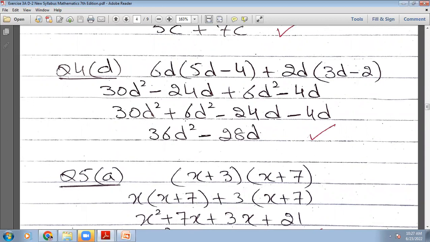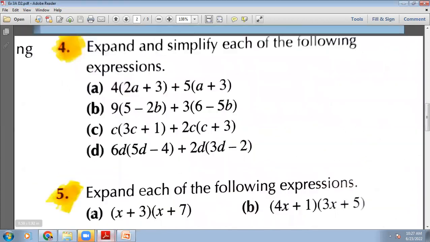Now you will have 30D squared plus 6D squared minus 24D minus 4D. We arrange them, and you will add 30 plus 6 because they are like terms. That will become 36D squared. Minus 24 minus 4 will become minus 28D. I hope you understand.